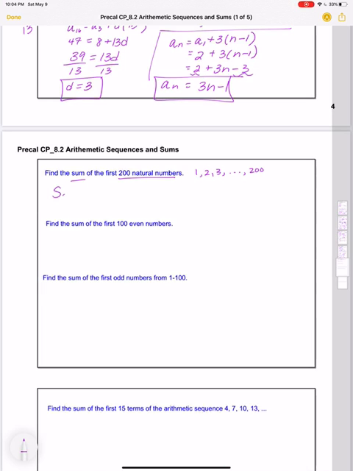So the sum of 200 numbers is 200 divided by 2 times the first number plus the last number. So in my head, that's 100 times 201. So the sum is 20,100. Wow, that's so crazy. If you added 1 plus 2 plus 3 plus 4 plus 5 all the way to 200, you would get 20,100.